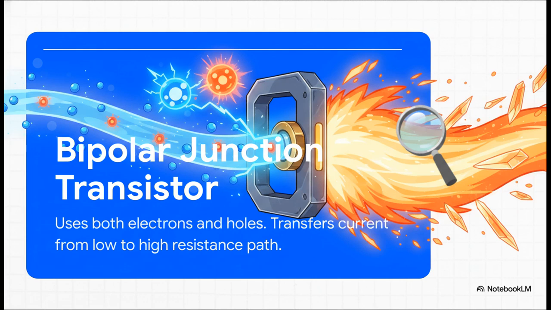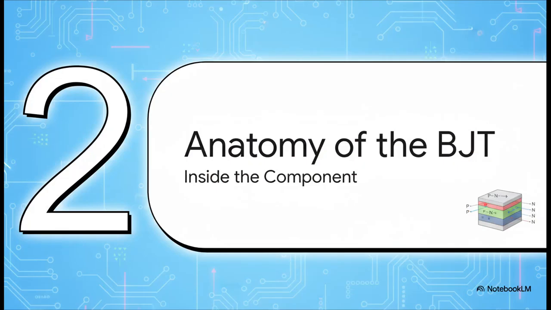Let's actually break down the name itself because, well, engineers are nothing if not literal. Bipolar tells us that the current relies on two distinct types of charge carriers, electrons and holes, which are literally just the absence of an electron. It takes both of them to make the magic happen. The word transistor implies the transfer of a signal from a low-resistance input path over to a high-resistance output path. Simply put, a tiny current at the input basically acts like a valve to control a massive current at the output. Section 2. Anatomy of the transistor.